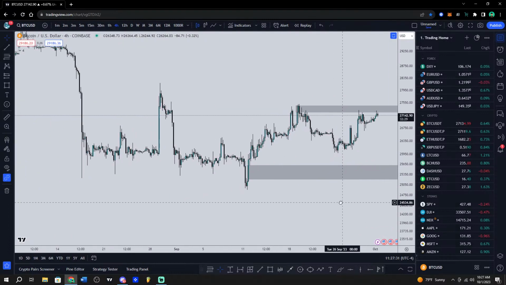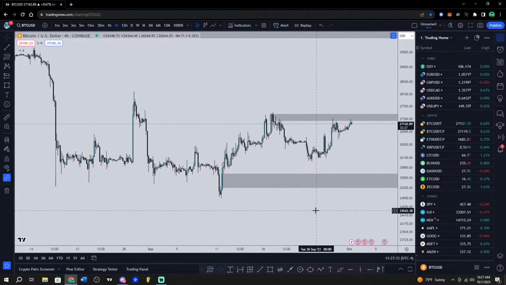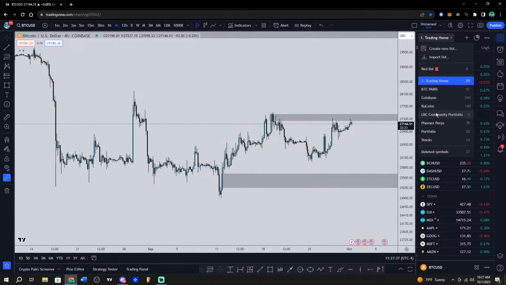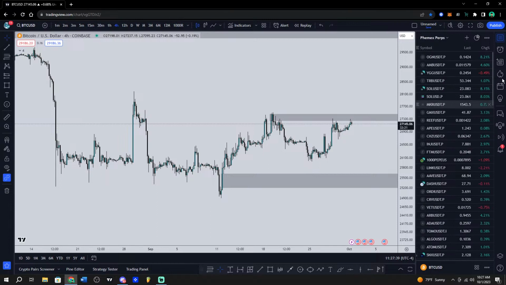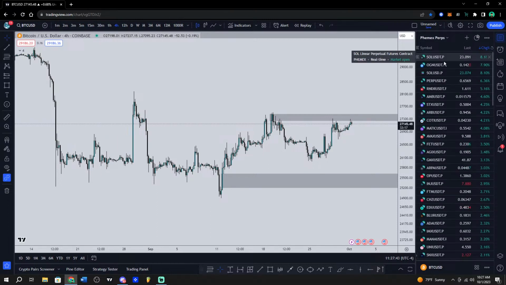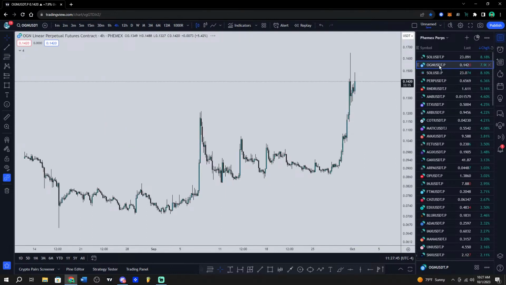Get away, bull div. Get away, RSI. I don't need you in my life. That trend line and that RSI, that's PMX perps. Let's see if there's anything popping off right now. OGN was popping off yesterday, and it's going off again today.